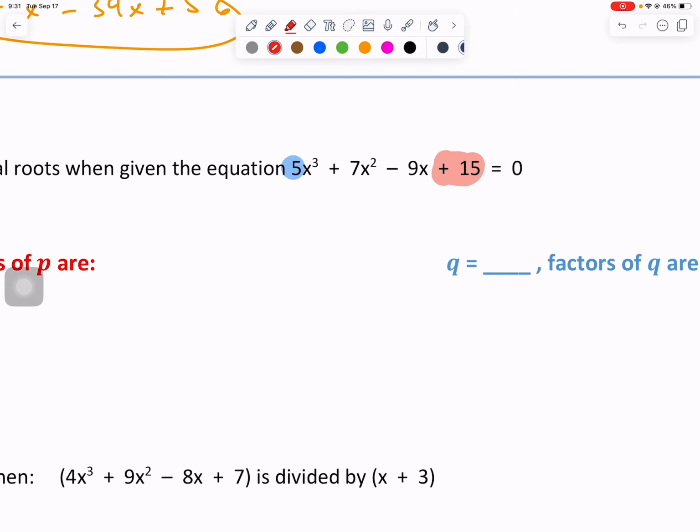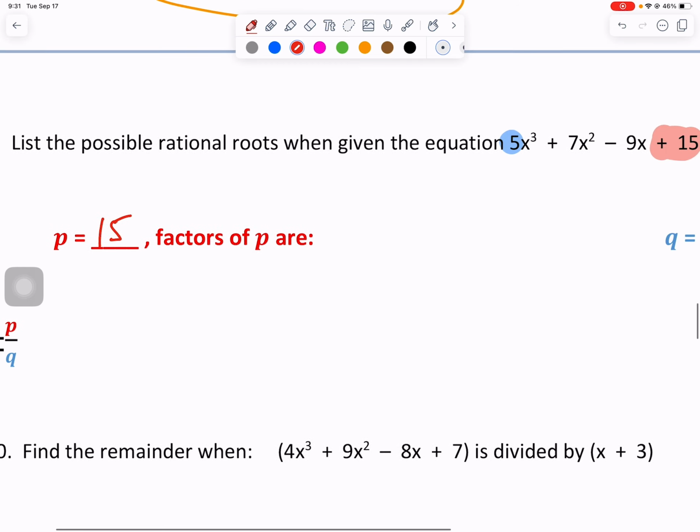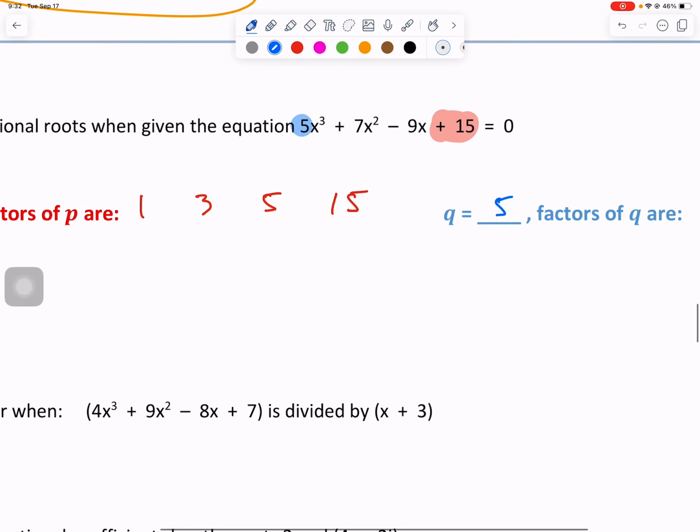I'm actually going to write these down real quick. So our P is 15. The factors of P are 1, 3, 5, and 15. We're going to write our Q down. 5, and the factors of 5 are simply just 1 and 5 because it's prime. Only 1 times 5 will get you to 5.